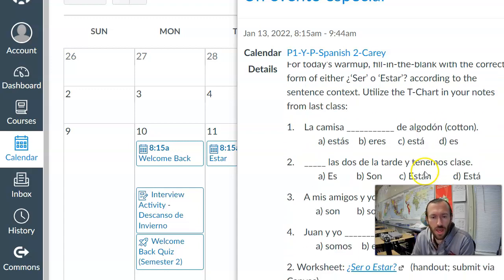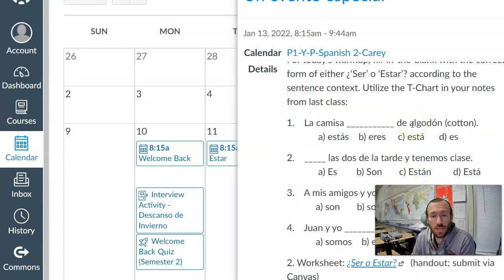Take a look especially at the descriptions that come after the blank. If those descriptions are of the characteristics of someone or something, what they're like, their appearance, their origin, where they're from, or occupation or relationship, then you're going to use the verb ser. If it's talking about location or emotion, then that would be the verb estar. Time would also be for the verb ser. We use ser to express time. So that is your warm-up.